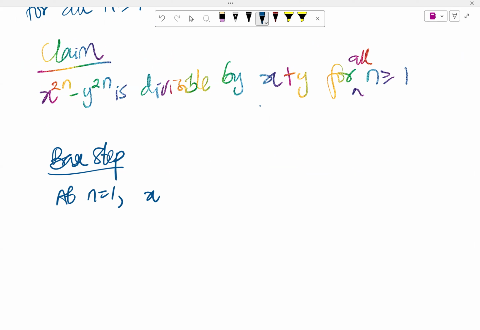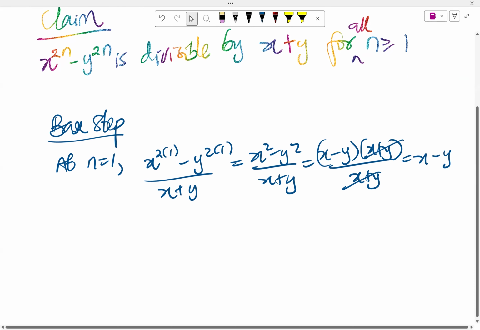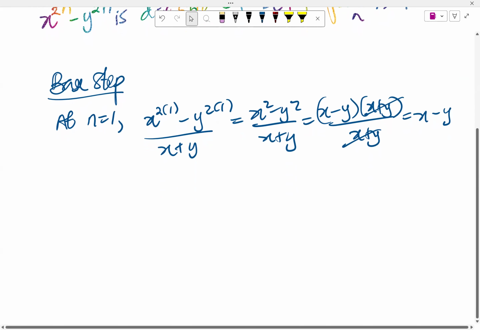We have x raised to power 2 into 1 minus y raised to power 2 into 1, over x plus y. So you have x squared minus y squared all over x plus y. And this is difference of two squares. x squared minus y squared is the same thing as x minus y into x plus y, all over x plus y. And what do you see? x plus y is right there, cancelled out. So you have x minus y. So you see that for n equals 1, the claim is correct.